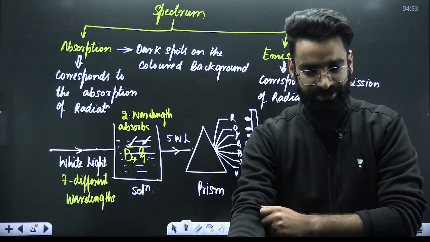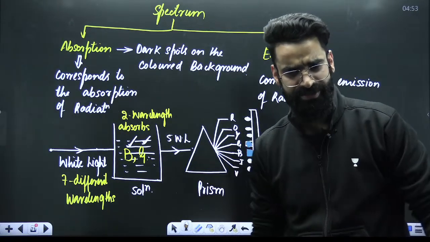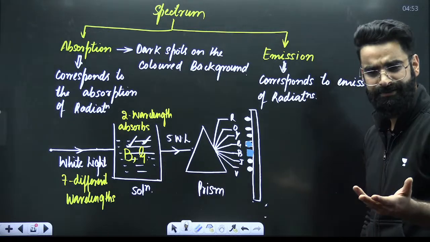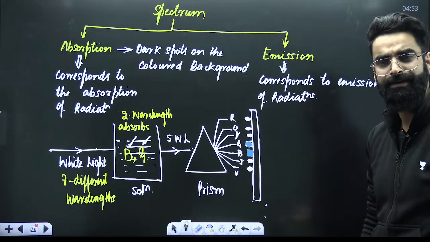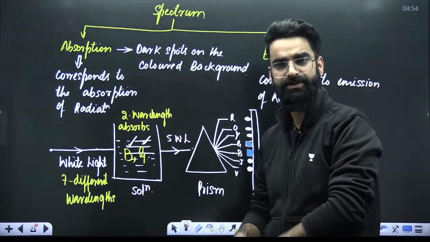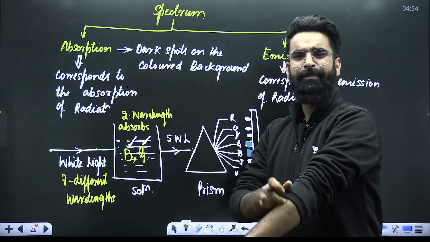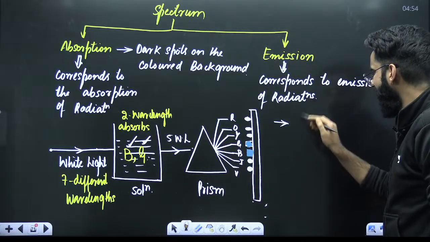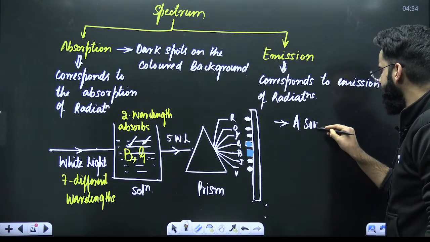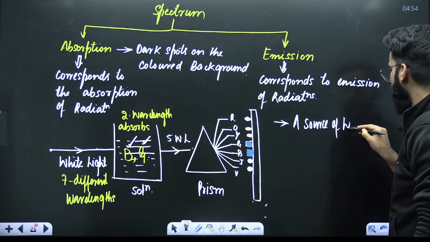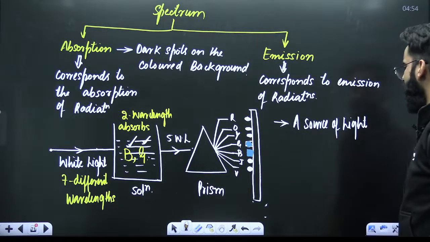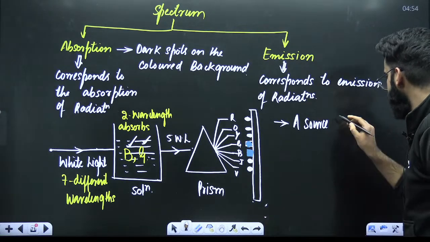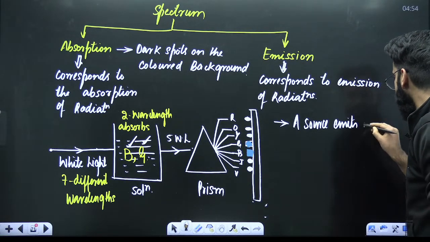Now, let's talk about the emission spectrum. My dear students, emission spectrum corresponds to emission of radiations. Now, for example, let me write one statement over here. I'll say a source of light. Let me write it like this. A source emits the light.